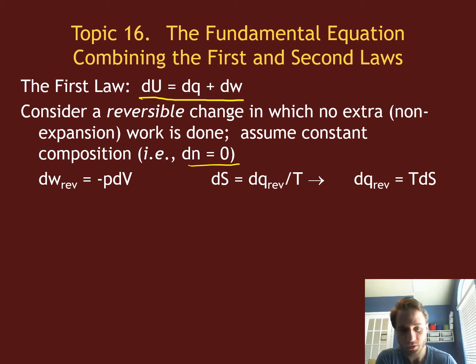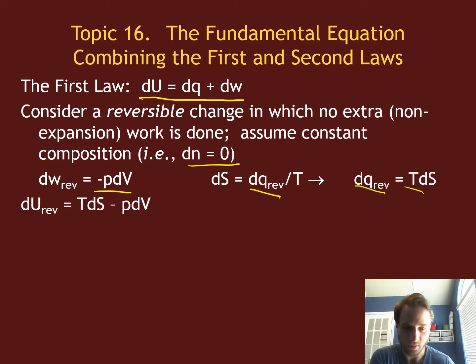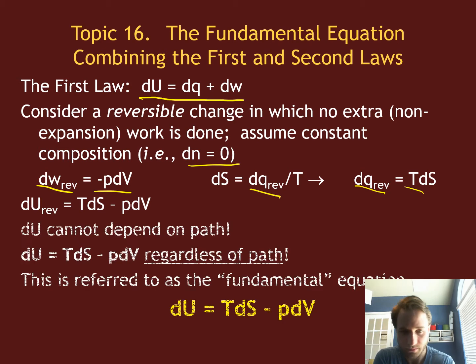So if it's a reversible change, that means we're in mechanical equilibrium, so the work done is just minus pdV. If the heat transfer is a reversible heat transfer, then dq reversible is equal to TdS. And so that reversible change in internal energy, plugging in for what dw and dq reversible are, is just TdS minus pdV.